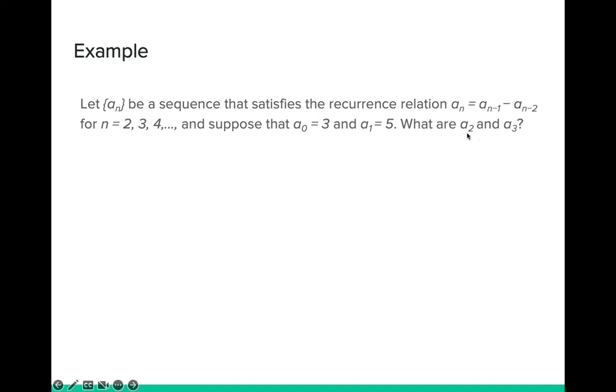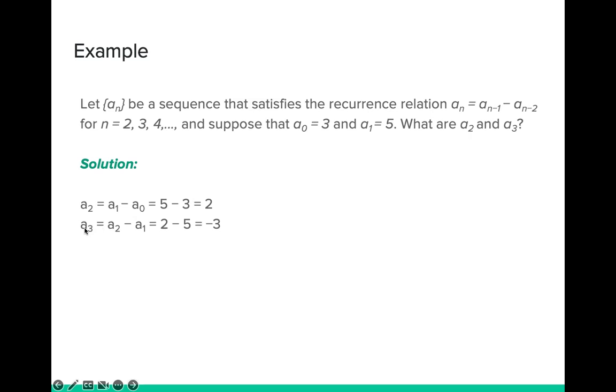So what would be the values of a sub 2 and a sub 3 given a sub 0 and a sub 1? If we have a sub 2, that means n is equal to 2, and a sub n minus 1 is a sub 1, and a sub n minus 2 is a sub 0. We know that a sub 0 and a sub 1 are 3 and 5 respectively. So we have a sub 2 equals 5 minus 3, which is 2.